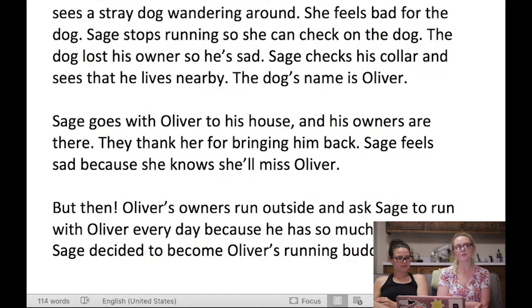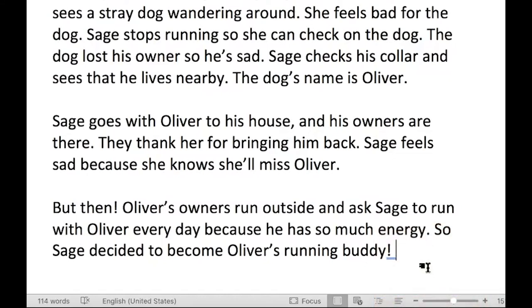And what makes that really interesting is that we get to see lots of action and we also know how Sage feels. Yeah. She's sad for the dog and then she's happy that he's with his owner and then she's sad again. And then she's happy that they get to be friends. It'd be really boring if we just said Sage found a dog, took him home, and then they ran together. Like, that's not a good story. You need the emotion. You do.